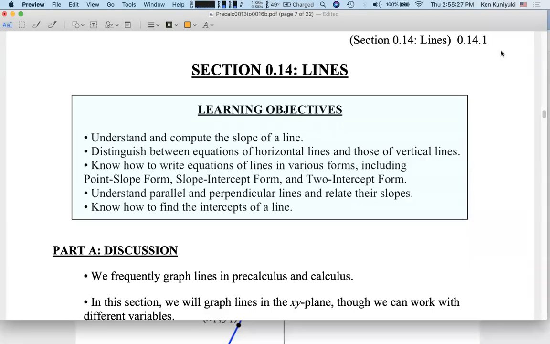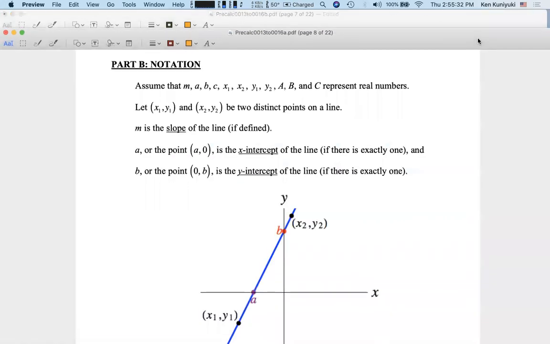Hi, everyone. Section 0.14 on lines. Let's start with some notation.